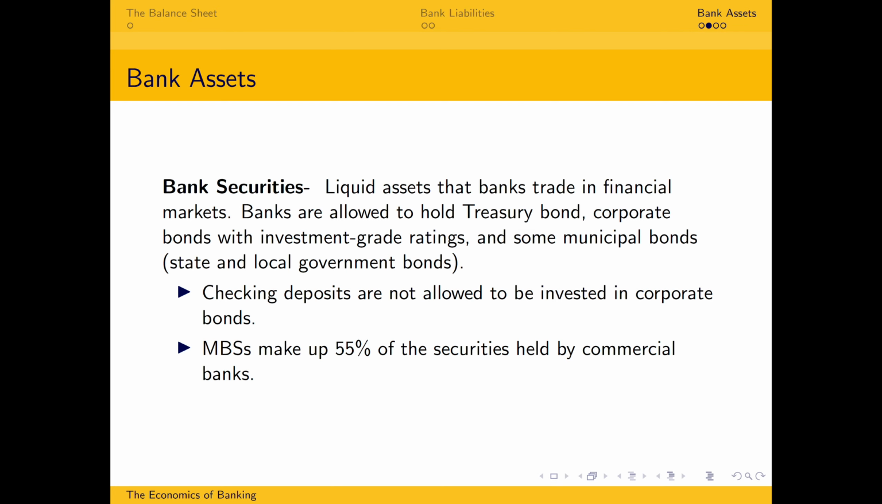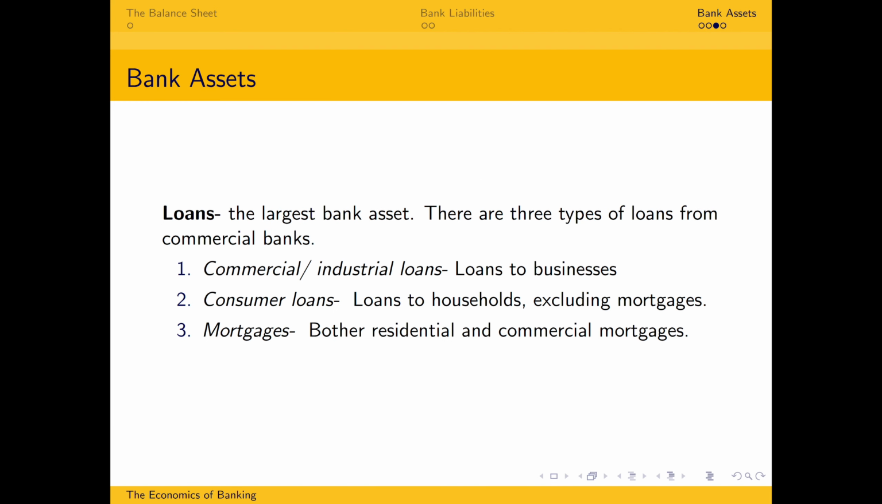And banks were able to play a little bit of both sides of the aisle because they were getting interest by issuing the mortgage and then selling the mortgage off and then buying the packaged security. So a little bit of weird there, but shows why the MBSs were such a big problem. Additionally, they make out loans, and these are the largest bank asset. They come into three types: commercial and industrial loans, which are just loans to businesses, consumer loans, which are loans to households, excluding mortgages because they're structured a little bit differently, and then finally mortgages, which all are going to have collateral in the form of the house.